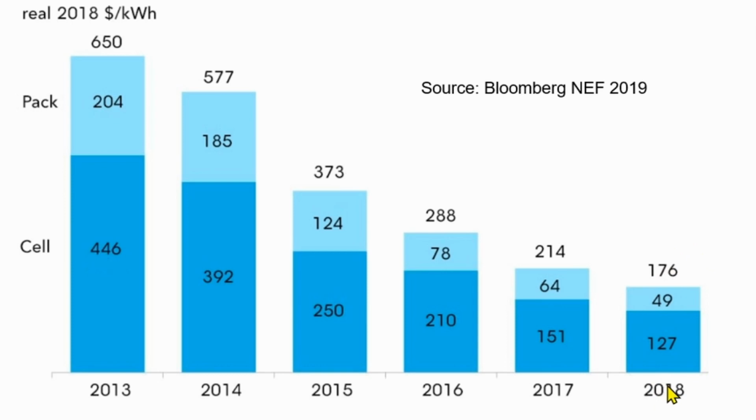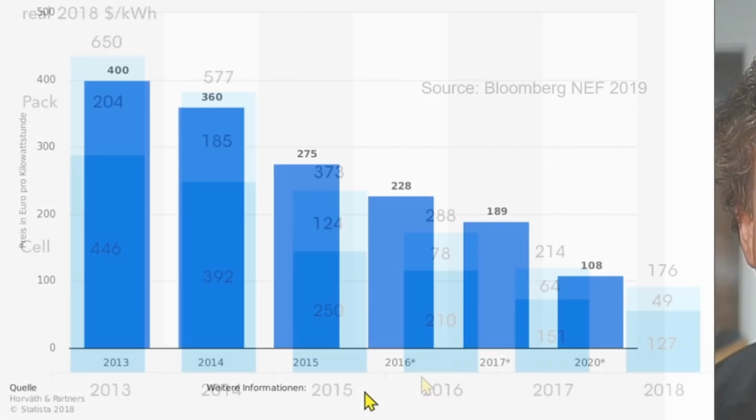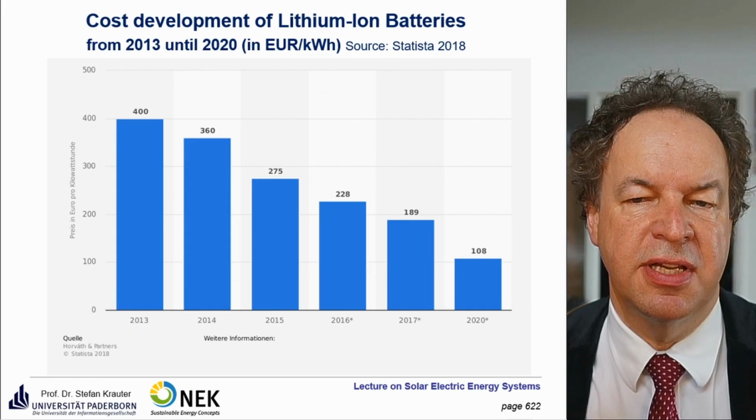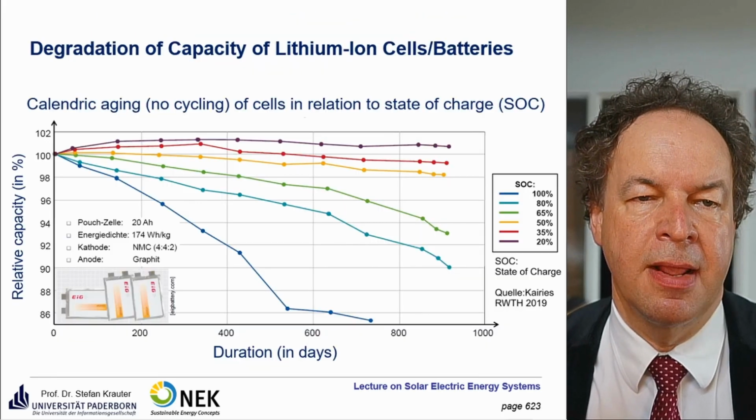2 years ago, this cost decreased a lot, so cell costs are only at $127 per kilowatt hour. The pack making is $49, and altogether $176. And this is German research, and they even estimate that this year we have costs in the vicinity of 108 euro per kilowatt hour. So that is about $120 per kilowatt hour for the whole battery, not only for the cells.